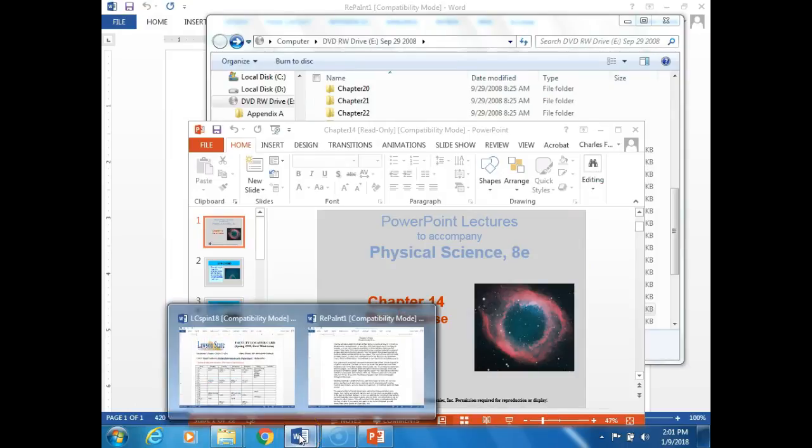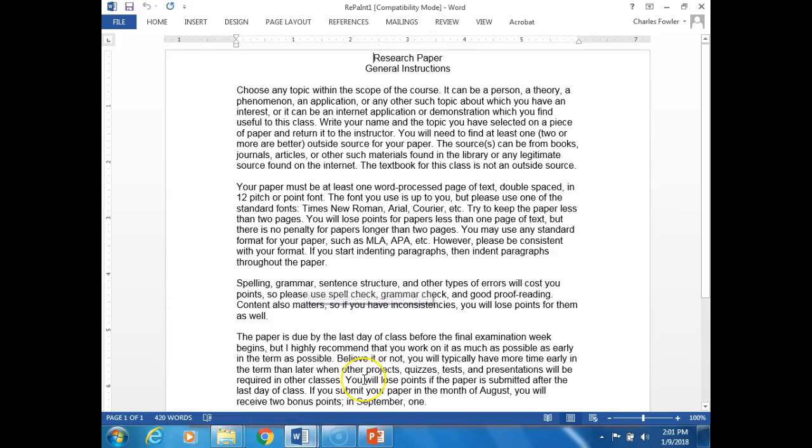So let me get the research paper. Okay. Now, here are the general instructions for it. I've got a couple of changes to make, but most of it is the same. You get to choose a topic. And boy, this class has lots of possible topics. You can do anything to do with astronomy: planets, stars, systems, galaxies, solar system, whatever. Comets, neutron stars, I don't care. I mean, black holes, anything like that.